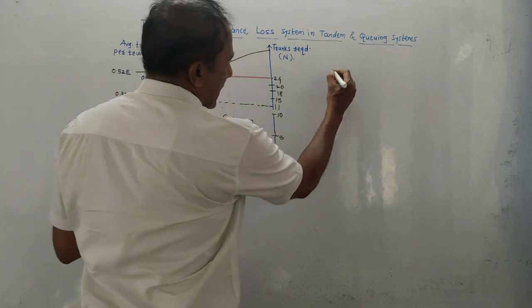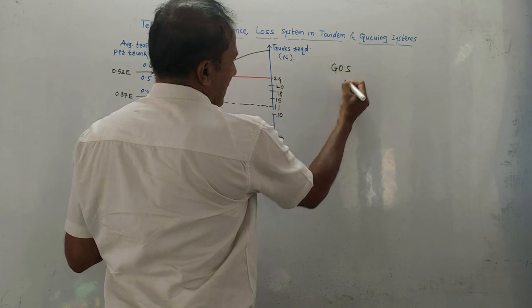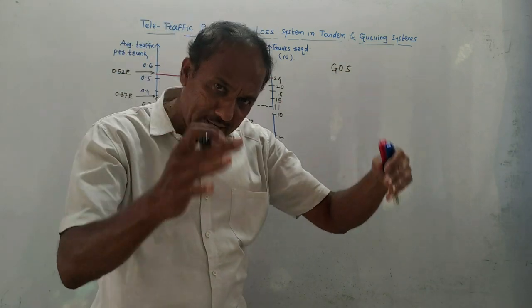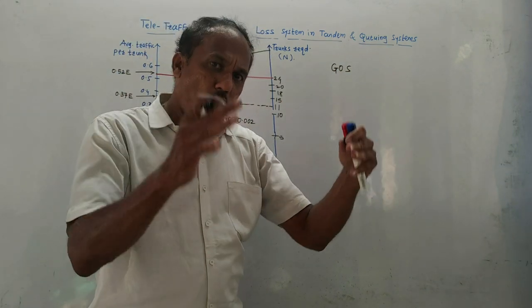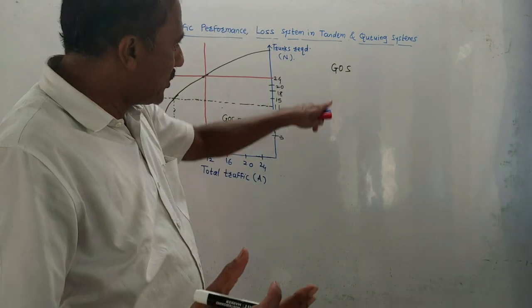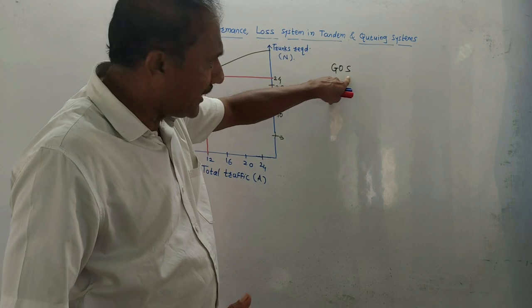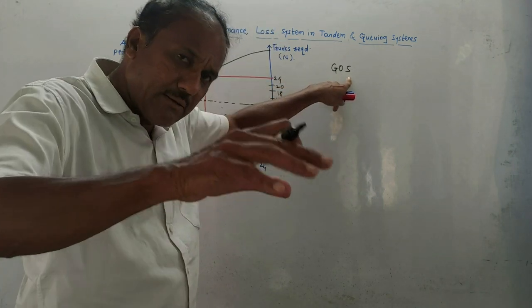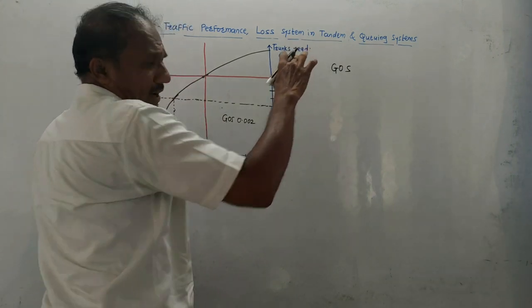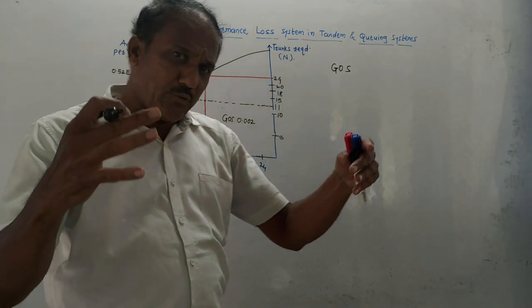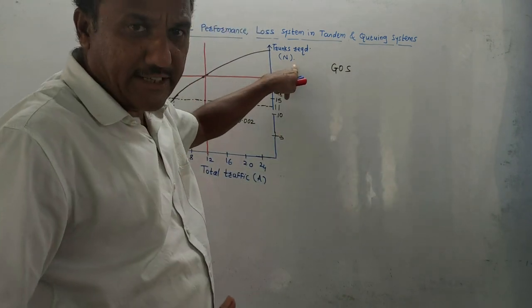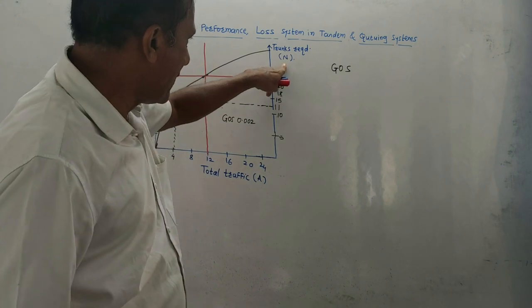We have already studied two concepts, that is GOS, grade of service. It is basically the probability related to call getting blocked or call getting lost due to congestion in the system. So in simple language, we can say grade of service is the term related to congestion, network congestion. Then trunks required. Trunk is basically a technology which is used to handle many clients. In simple language, trunks is related to the number of channels. It is denoted by N.